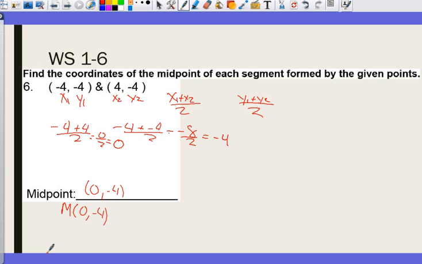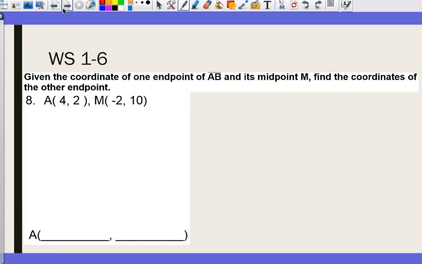Ready to move on? This next one is the hardest one. I would start for sure. I think this is going to be the most missed question on the test. All right, we'll see.